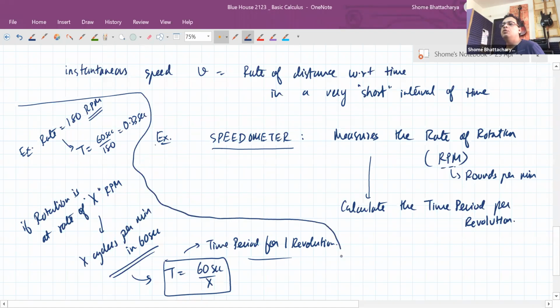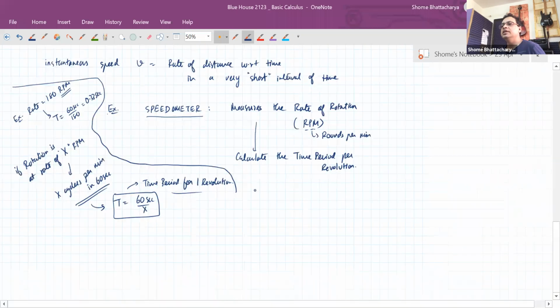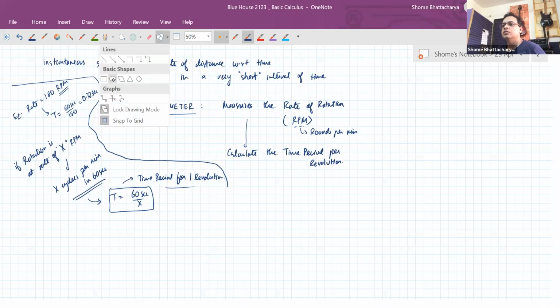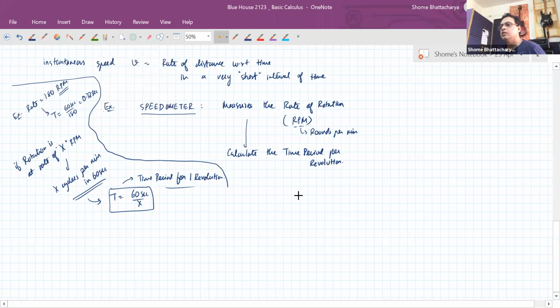Okay. Now, how does it convert this information of time period of rotation into instantaneous speed? That is rate of covering distance with respect to a very short interval of time. What other principle does it make use of? Can anybody tell me the specific name of the type of motion that a wheel undergoes when it's moving on a surface? Rotational motion.